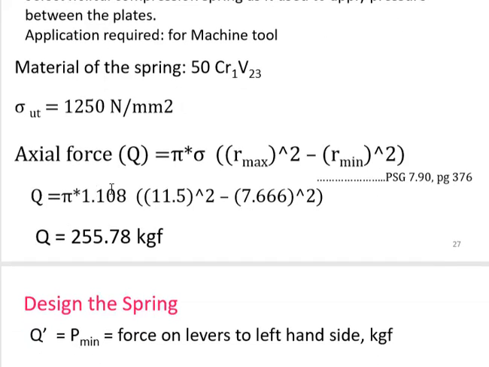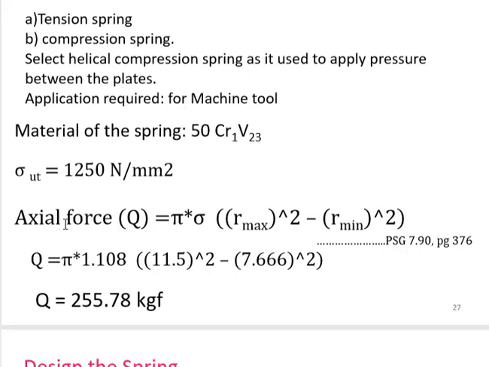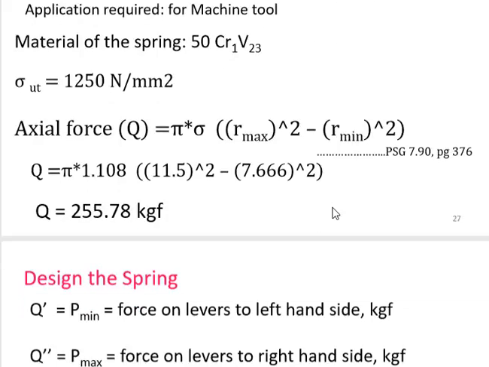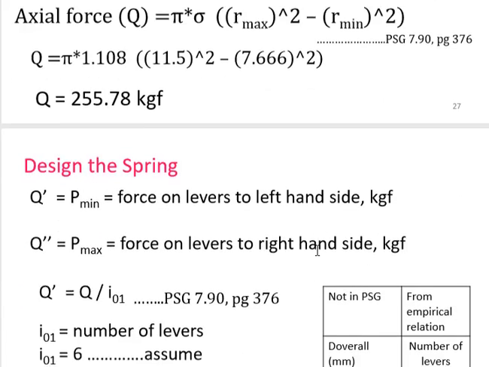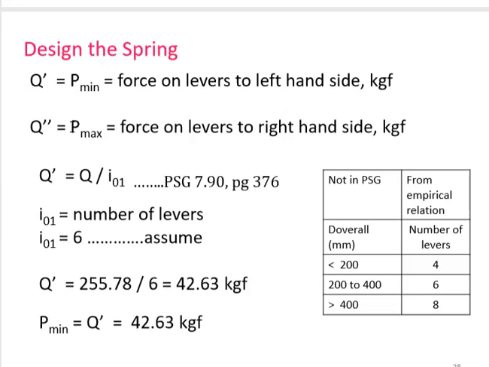To find out the actual force that is applied on the spring, we use this formula, which is given in PSG 7.90, that is Q is equal to pi sigma (R max square minus R minimum square). Now we know most of the parameters, hence the actual force acting on the spring can be calculated, which comes around 255.78 kgf. Now after calculating the actual force, we'll try to find out the maximum force and the minimum force that will be acting.